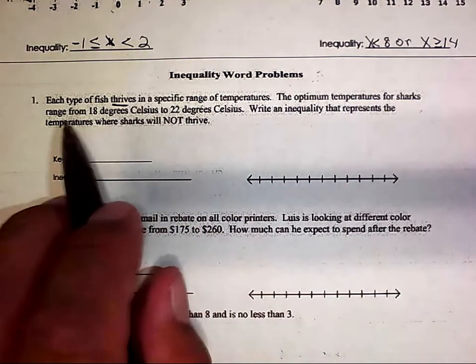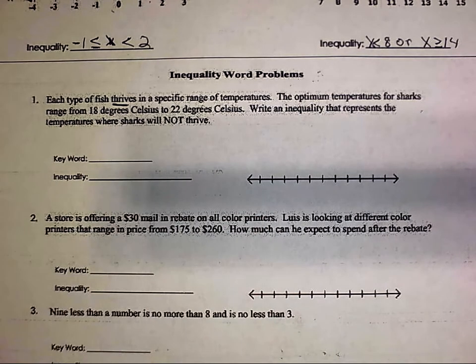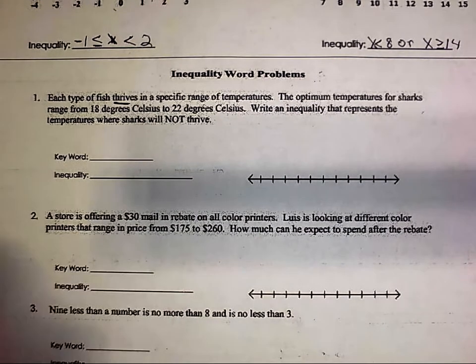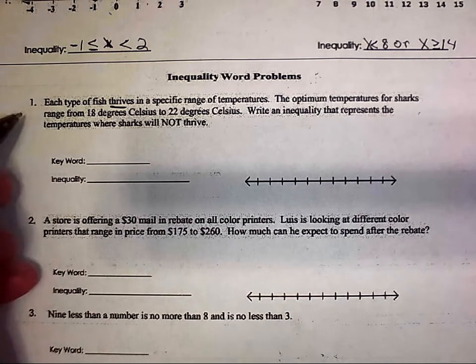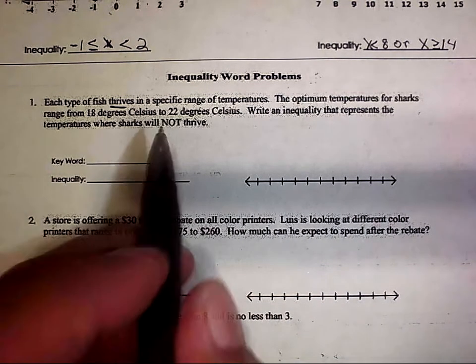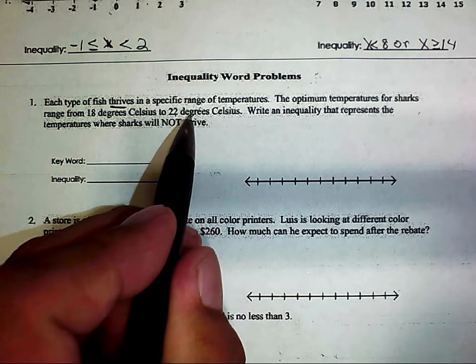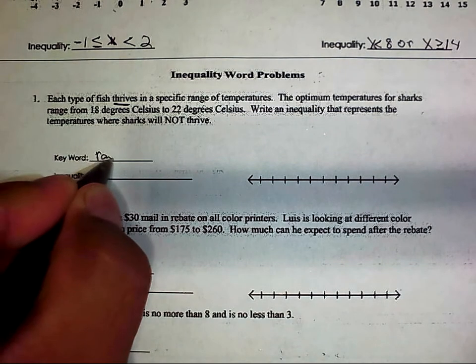The optimum temperature for sharks range from 18 degrees to 22 degrees Celsius. In other words, guys, they thrive, they do good, between 18 degrees Celsius and 22 degrees Celsius. It says to write an inequality that represents the data where the shark will not thrive. Well, if they thrive at 18, will they thrive at 17 or 16 or 15? No. Well, what about 22? 23. Would it thrive at 23? No. 24? No. 25? No. Okay, so the key word here is range.